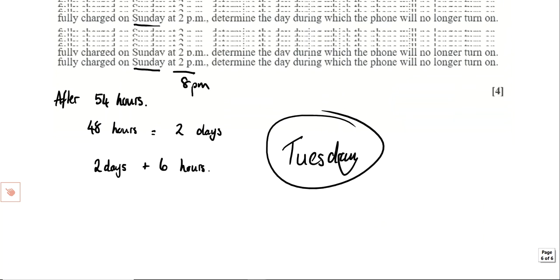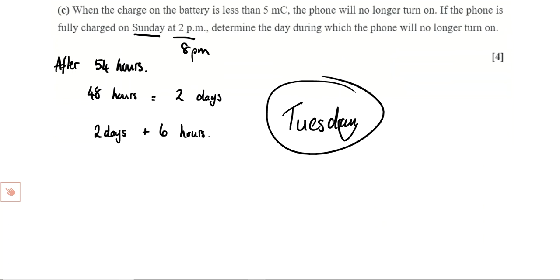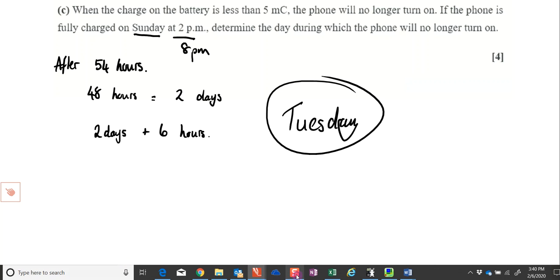So lots of repetition there, and you are going to need to make sure you can replicate that for next time. Okay.